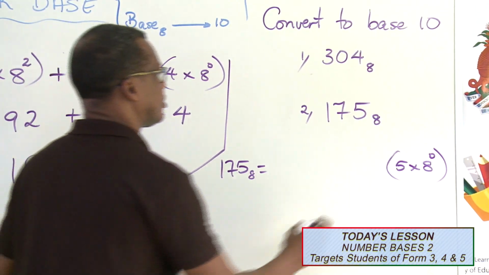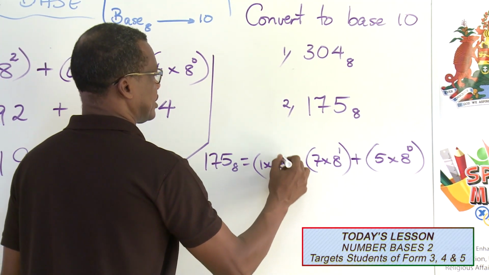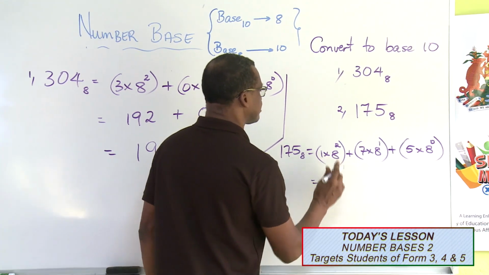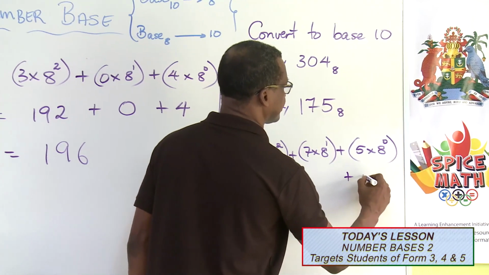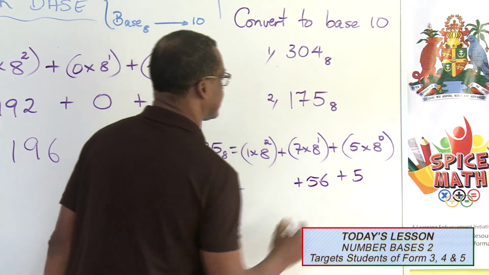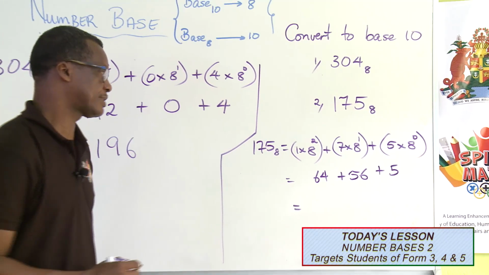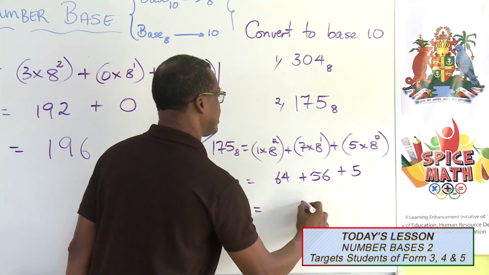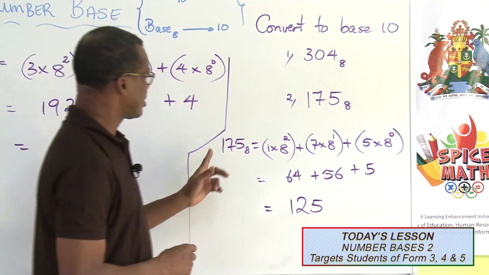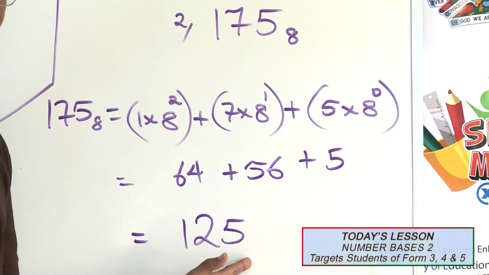First number, 5 times 8 to the power of 0 plus 7 times 8 to the power of 1 plus 1 times 8 to the power of 2, because we're in base 8 and we're converting that base 8 number to base 10. 5 times units would give us 5, 5 times 1. 7 times 8 give us 56. And 1 times 8 squared give us 64. Let's add this up and see what we get. 5 and 6 are 11 and 4, 15. 1 and 5 is 6 and 6 is 12. 125. So the number 175 base 8 is equal to 125 base 10.